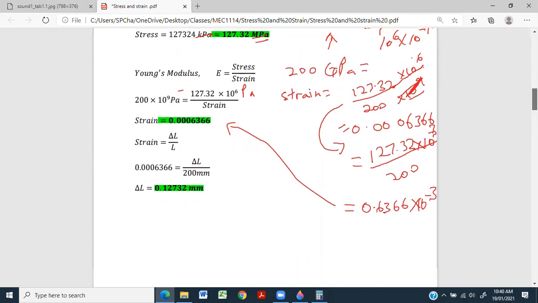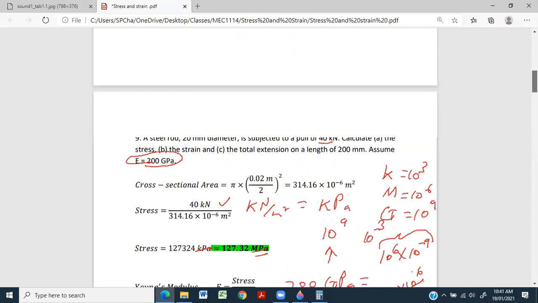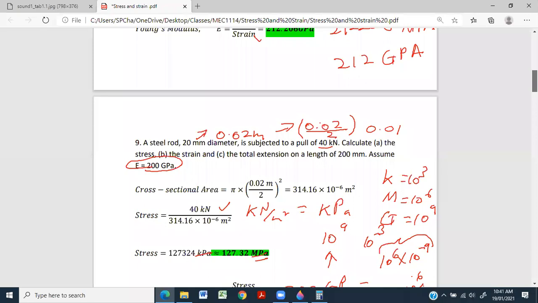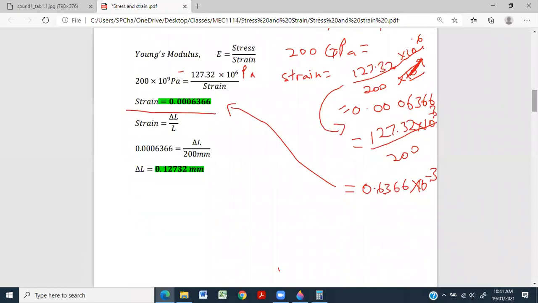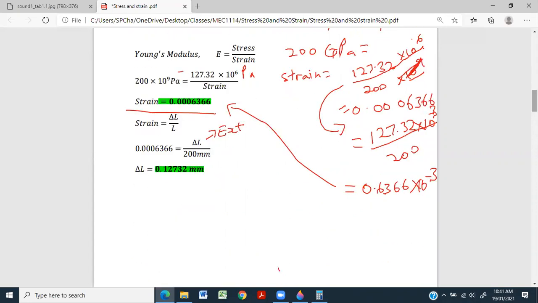Okay. Now using strain, to find now the extension, we know strain is equal to that extension or change in length, right? That extension, or delta L, change in length, divided by the original length. The original length from the question is 200 millimeters. So the length is 200 millimeters. So we can find the extension in millimeters, right? And no need to change it.